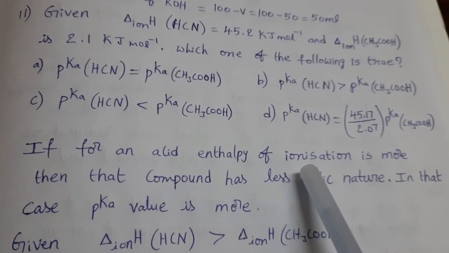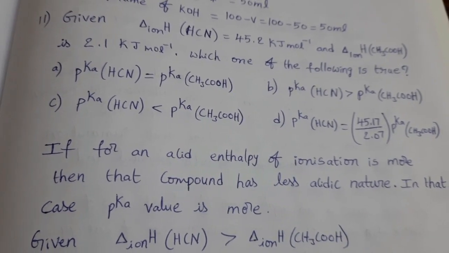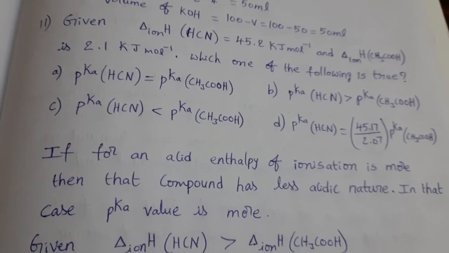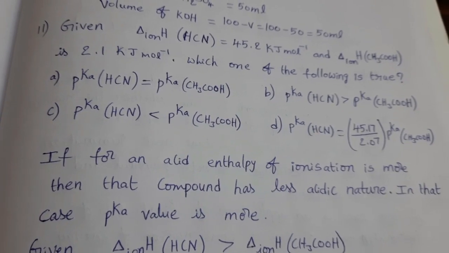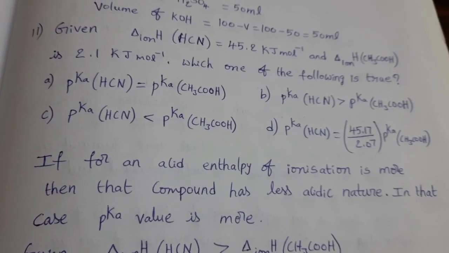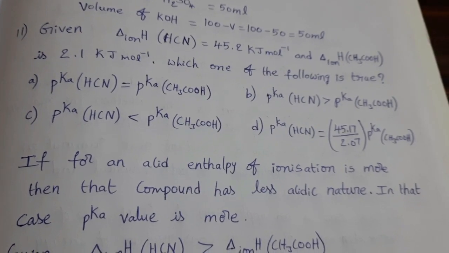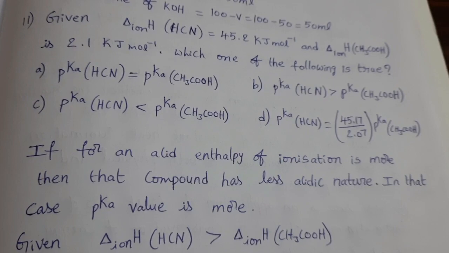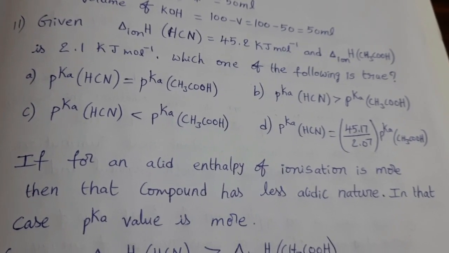Here enthalpy of ionization means the heat energy required to ionize an acid. Generally acids on ionization produce H plus ions. So to give H plus ion, more energy is required means H plus ion donating capacity is less. That means they have less acidic nature. For those compounds, pKa value is more.